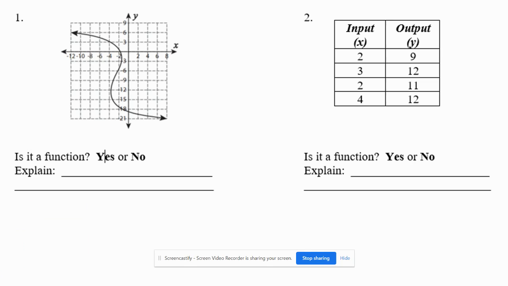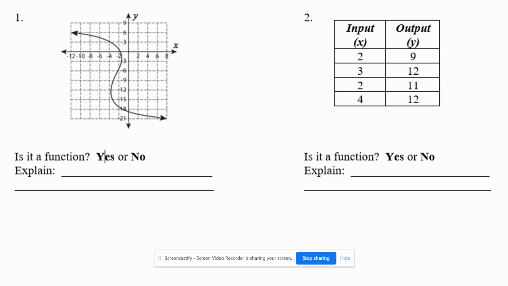All right, so when you have a graph, the way you can determine if it's a function or not is using what's called the vertical line test, which means draw as many vertical lines as you can. If each line that you draw only intersects the graph once, then it's automatically considered a function, which means it passes the vertical line test. If you can draw even one vertical line that crosses the graph more than once, that means it's not a function. It fails the vertical line test.